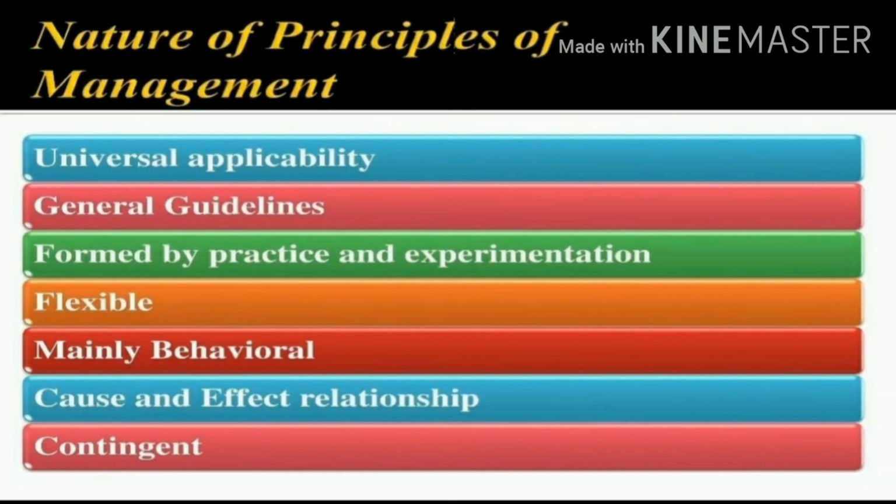The fifth point is mainly behavioral. So what is mainly behavioral? Science and principles aim at influencing complex human behavior. They are behavioral in nature. The sixth point is cause and effect relationship. So what is cause and effect relationship? They intend to establish a relationship between cause and effect so they can be used in similar situations. That is called cause and effect relationship.